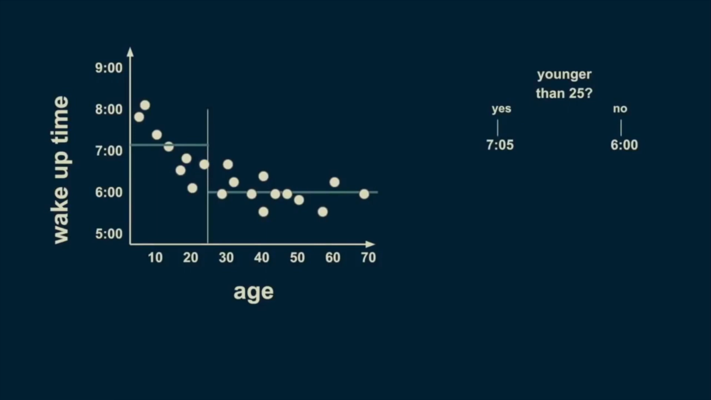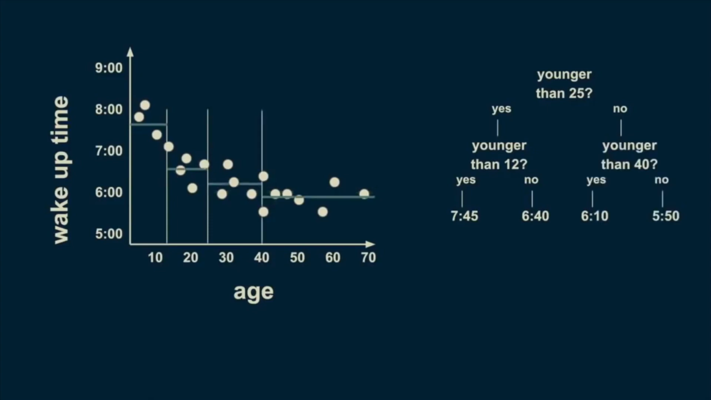There's still a lot of variation in the younger group, so we can split it again. Now the people younger than 12 can be estimated to wake up at 7:45, and people between 12 and 25 can be estimated to wake up at 6:40. The over 25 group can be meaningfully subdivided too. Those between 25 and 40 wake up on average at 6:10, and those between 40 and 70 wake up on average at 5:50.